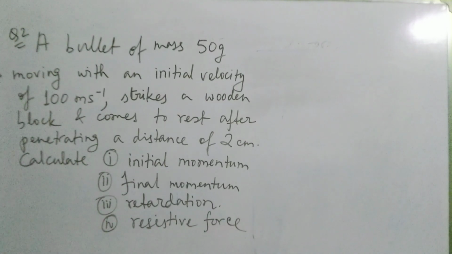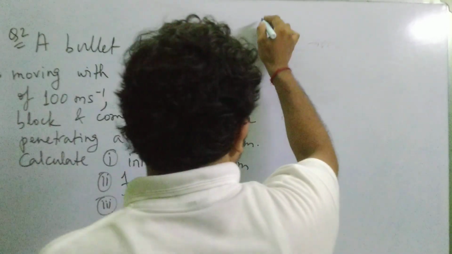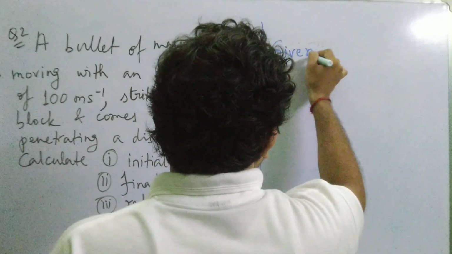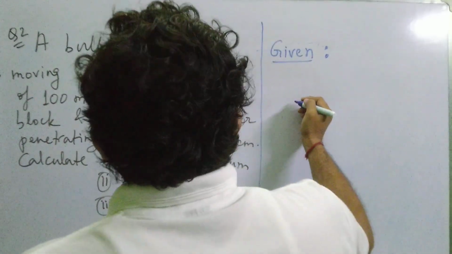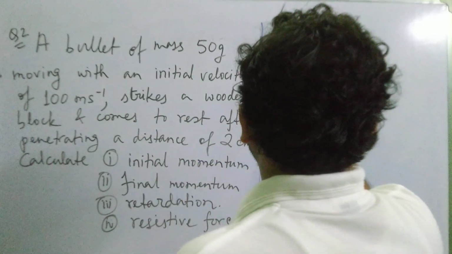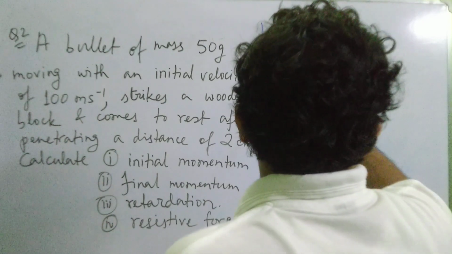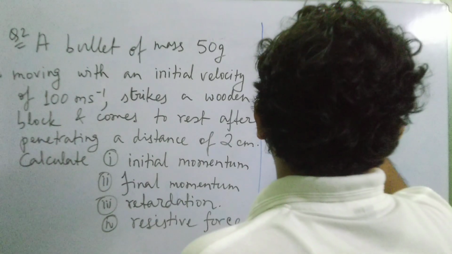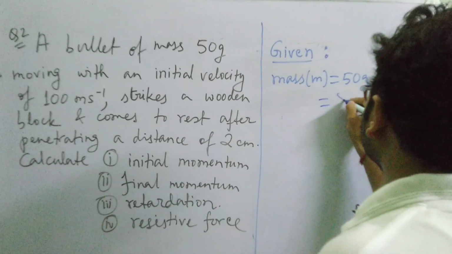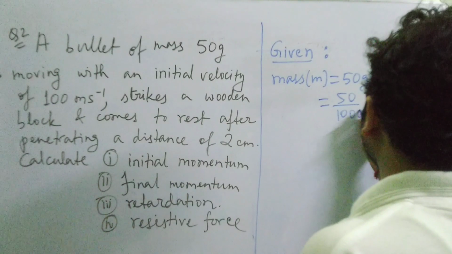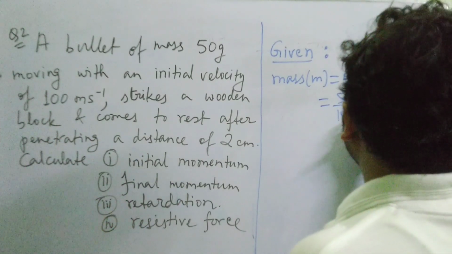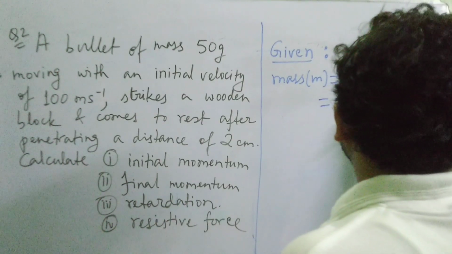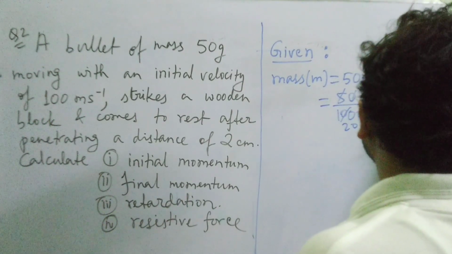So let us see. What are the given information? Just let me note it down on the side of the board. First of all, the mass of the bullet is 50 gram. So mass, denoted by m, is 50 gram. Can we convert it into SI? Yes, definitely. So 50 by 1000. It turns out to be 1 by 20 kg.